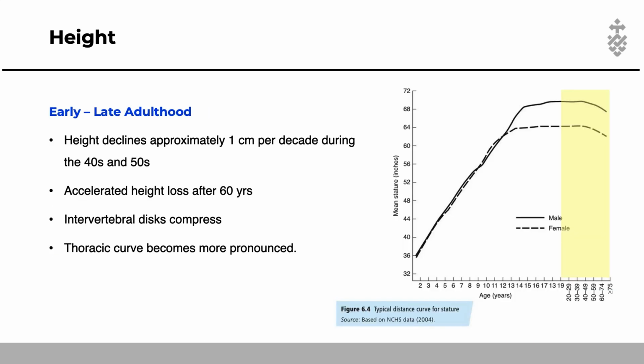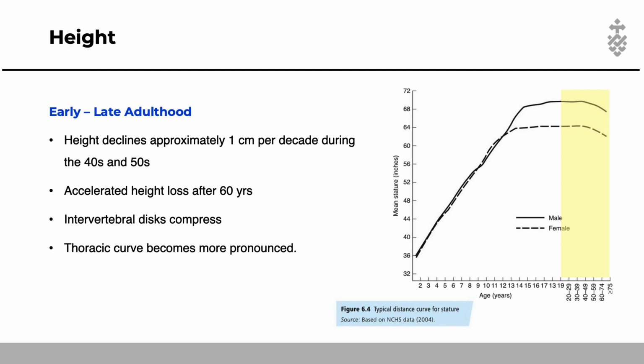All right, now if we have a look at height during adulthood, we can see that height is relatively stable during early adulthood, and then height actually declines. So we get shorter at a rate of about 1 centimeter per decade during the 40s and 50s. So from 40 years old to 59, we decline about 2 centimeters in height. And this rate of decline accelerates after 60 years. So you can see that dip in the figure there, that's our rate of decline dropping.